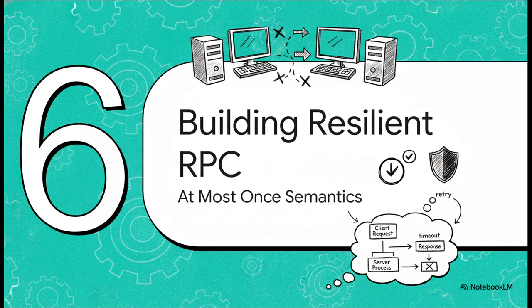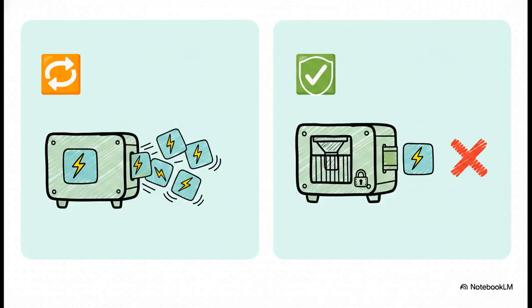Let's check out a really clever solution that was pioneered in the Xerox RPC system. The goal is to achieve something called at most once semantics. See, when you're dealing with failures, you basically get two choices. At least once, which is what we just saw, the function might run one time, or it might run 5 times. Or you can have at most once, which is a guarantee that the function will run either exactly one time or not at all, but never, ever more than once.